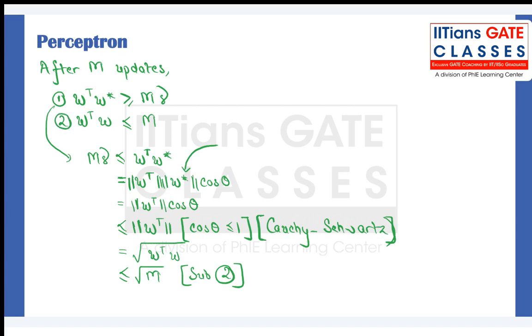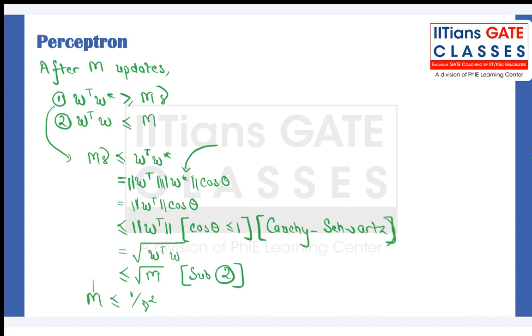And then when you equate these two equations, M gamma is less than or equal to root over M, you will get that M is less than or equal to 1 by gamma square, which is the proof that says when you run the perceptron algorithm, and assuming that your data is linearly separable, which means a W star exists, then the maximum number of updates that you will do, which is M, is less than or equal to 1 by gamma square. Again, my job was to teach you how to do this proof and what the proof is, and also to tell you that the perceptron algorithm will always converge given the data is linearly separable.